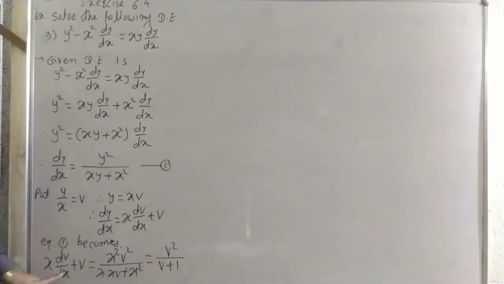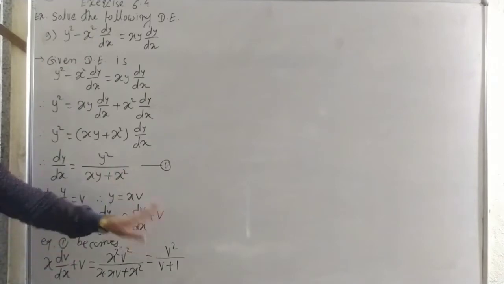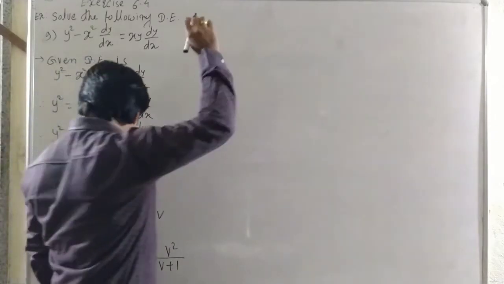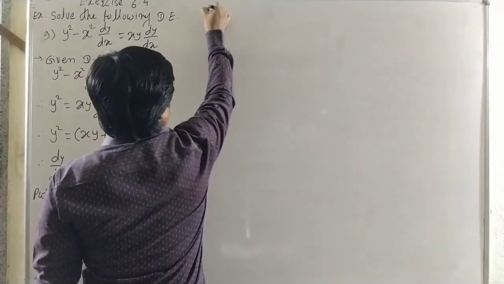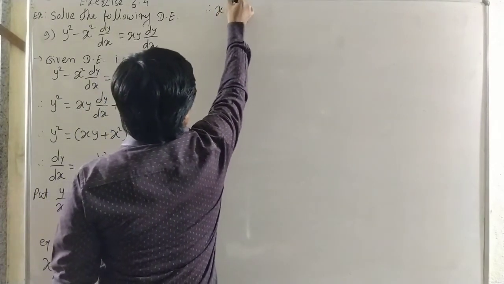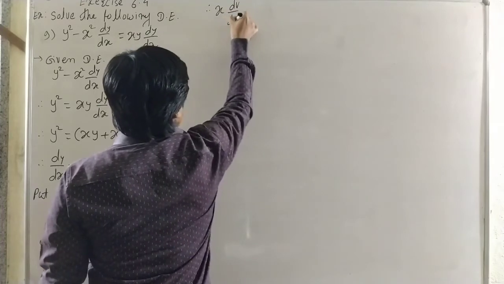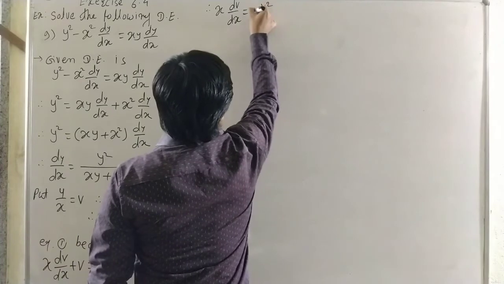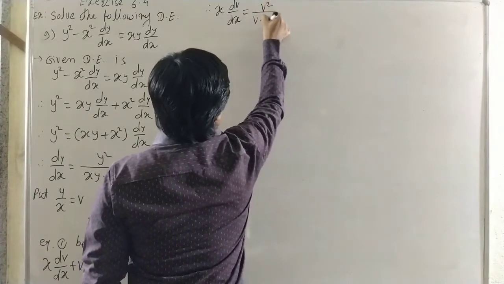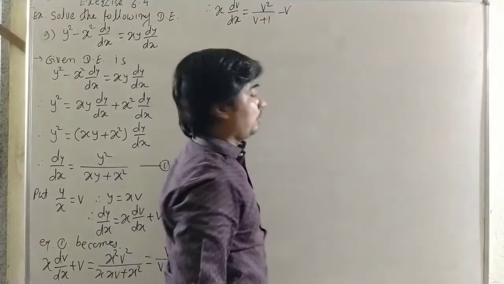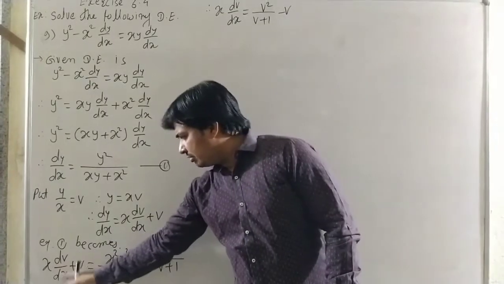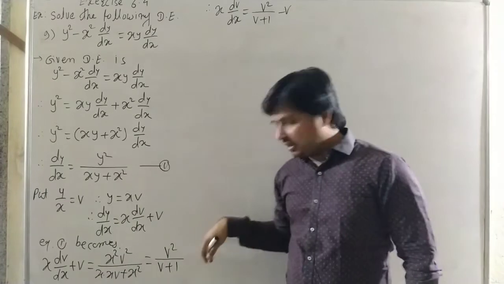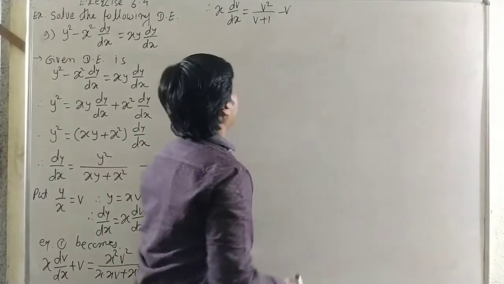Now this phi we can write in the RHS, taking the minus. Therefore x dv by dx is equal to phi square upon phi plus 1 minus phi. Okay, now here it is x dv by dx plus phi and phi square upon phi plus 1. This phi we can take with the minus. Now take the calculation.